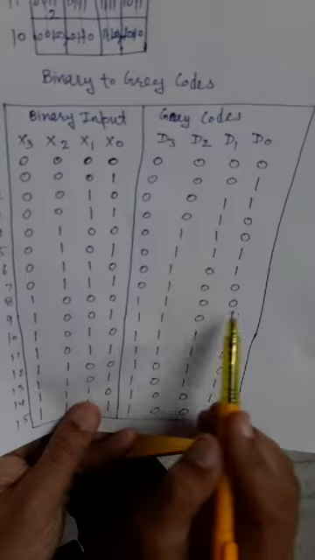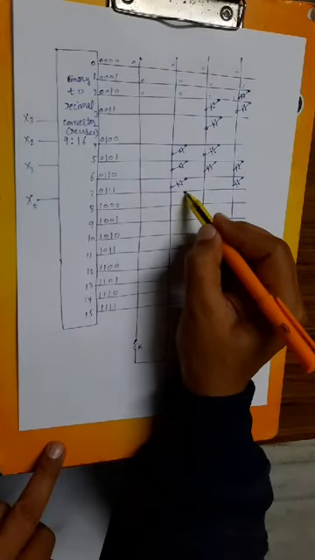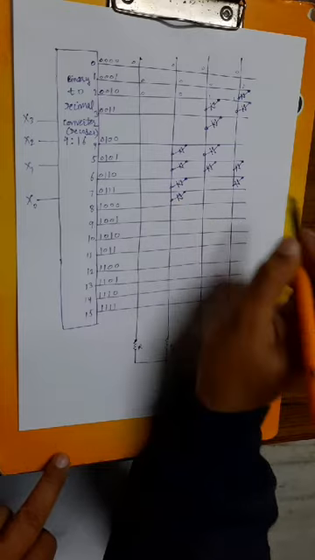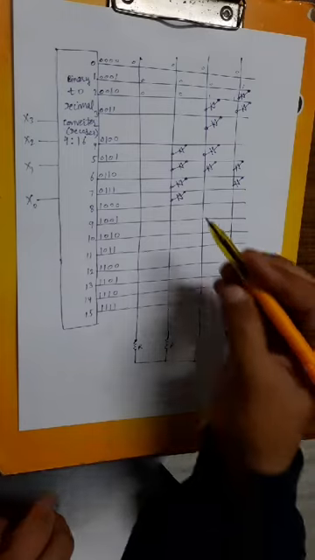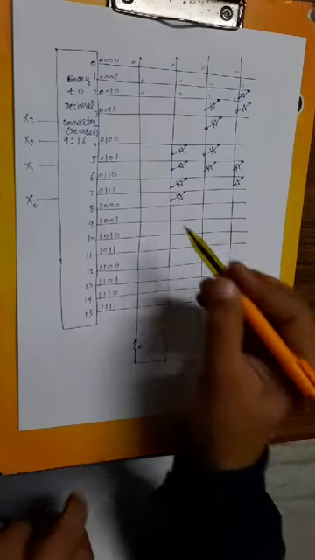For the 7, 0 1 0 0. For the 8, that is 1 1 0 0.